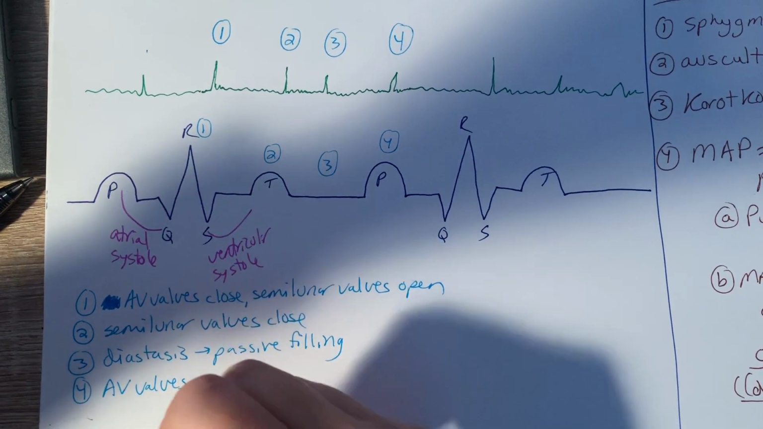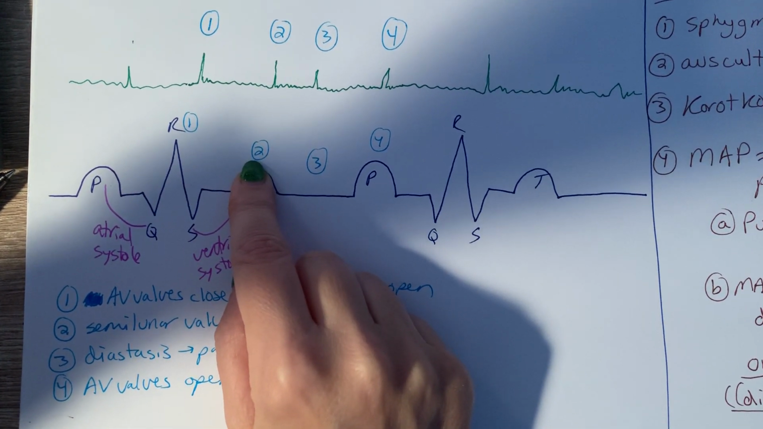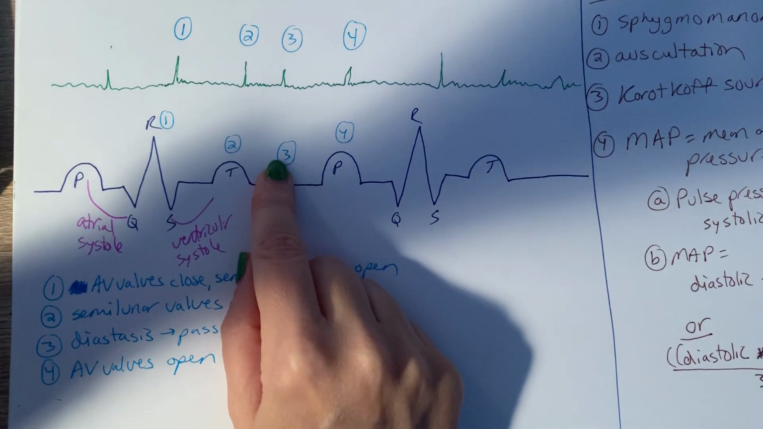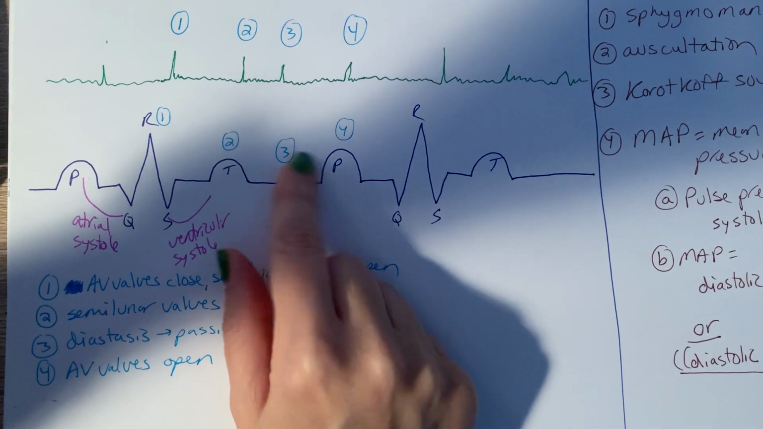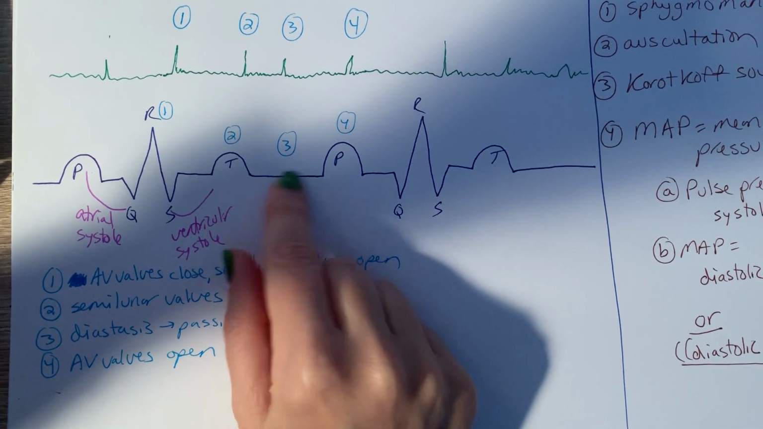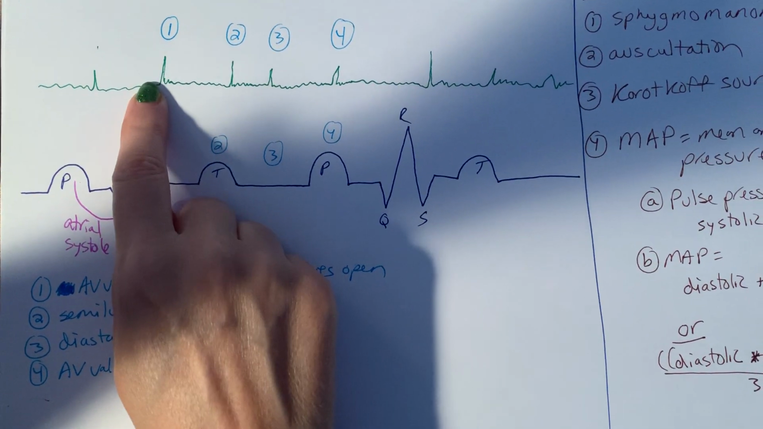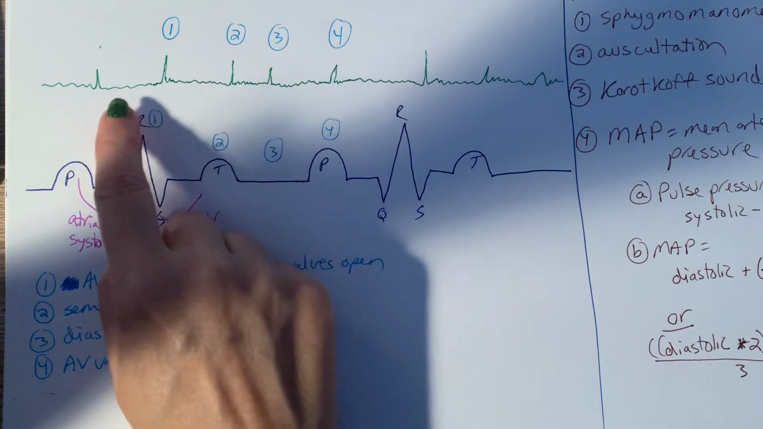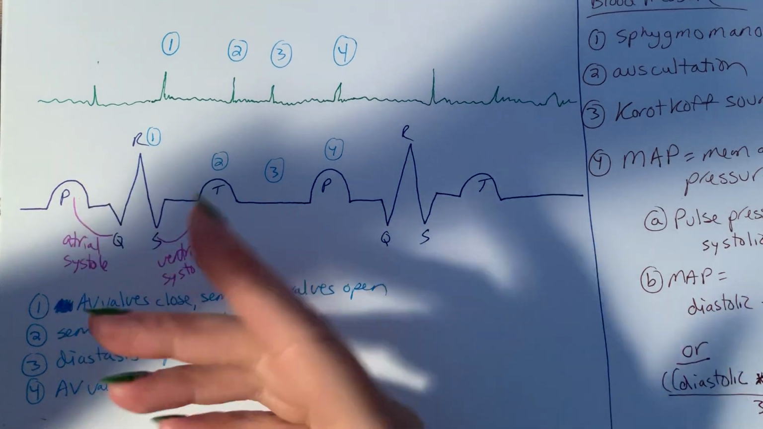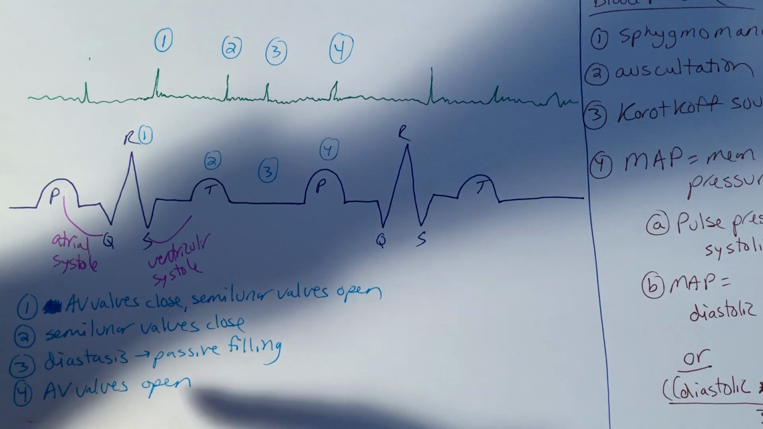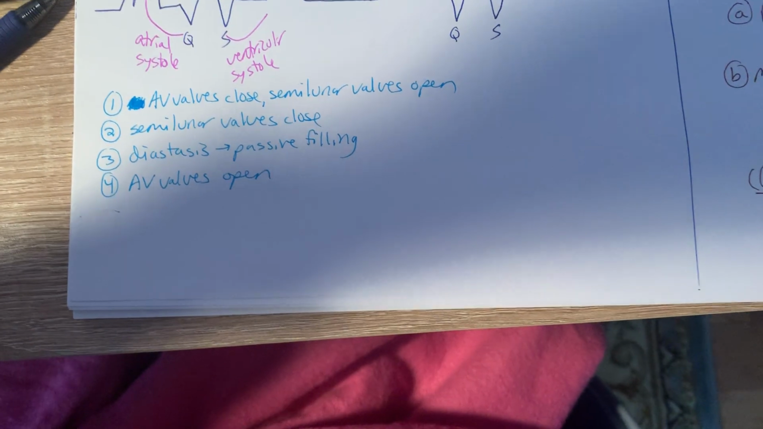Now the sounds are numbered according to where they happen. So the first sound is associated with R, the second sound is associated with T, the third sound is the diastasis period. That's where nothing is contracting. There's no depolarization or repolarization, just that flat spot between cardiac cycles. And then the fourth sound is associated with P. So you see those 1, 2, 3, 4 as those little blips on the green line above. What's important to take away from this is what's happening during those sounds. So what you're actually hearing when you hear the sounds, which is listed down here.